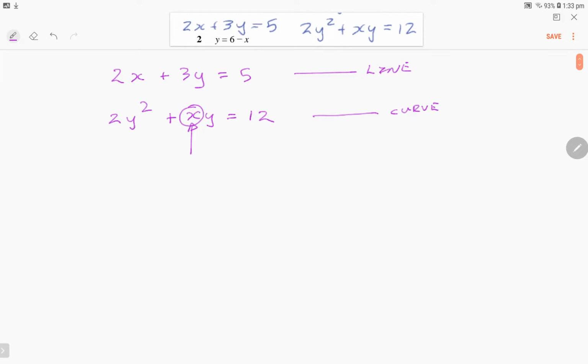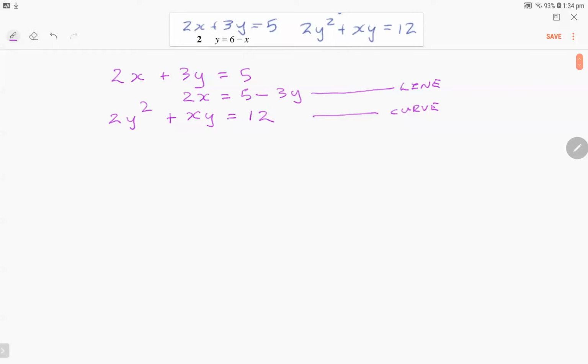So I'm going to make some adjustments now to make it easier for me. I'm going to write the equation with 2x as a subject. Why 2x? Because I don't want the fractions. So when I leave 2x as a subject, I'm going to transpose the 3y over there. So that my line is going to become 2x equals 5 minus 3y. So I'm going to be using this as my line instead, with the 2x as a subject.